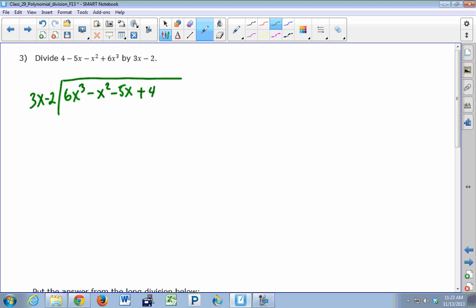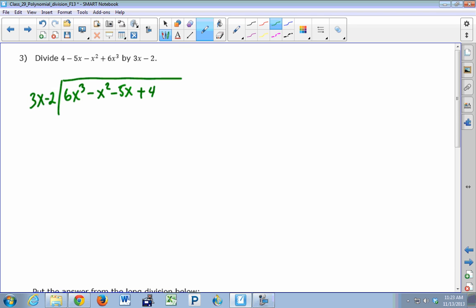So before we start, here you have a cubic, right? 6x cubed, and you're dividing it by x to the first. What should be the degree of your answer? What should be the degree of your quotient? One less. It should be a square. It should be a quadratic. So where you start your answer is going to go right above your negative x squared term. Okay, because x to the first times x to the second is going to give you a cubic.